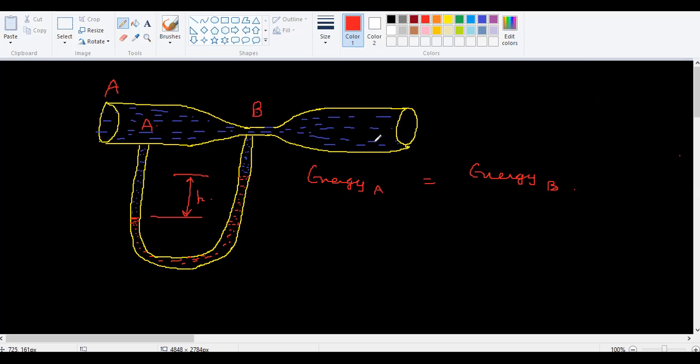One more thing I forgot to tell you here: the density of this liquid we take as rho, and the density of this manometer liquid we take as rho m. So you have to be careful here because there are two different liquids involved. Okay, it's not just one liquid.